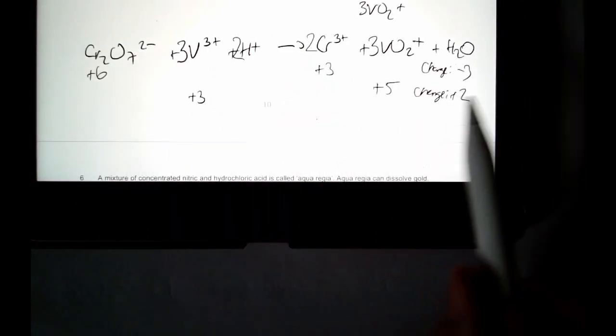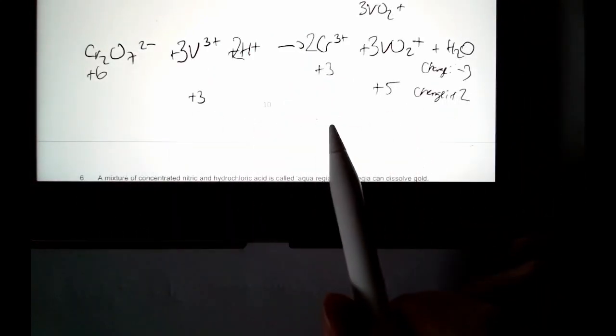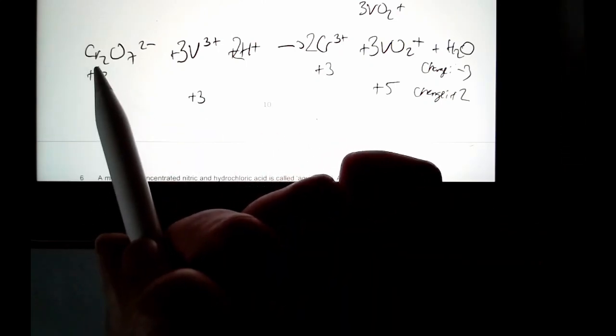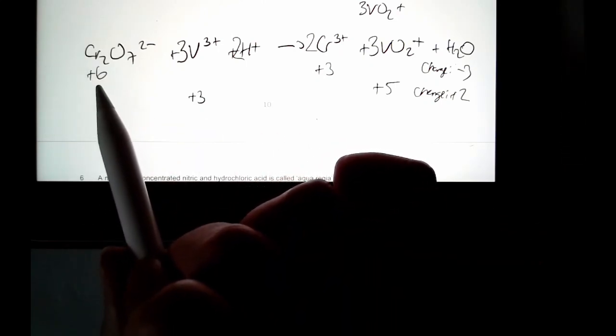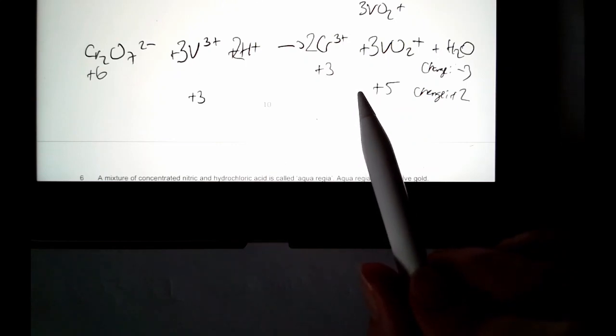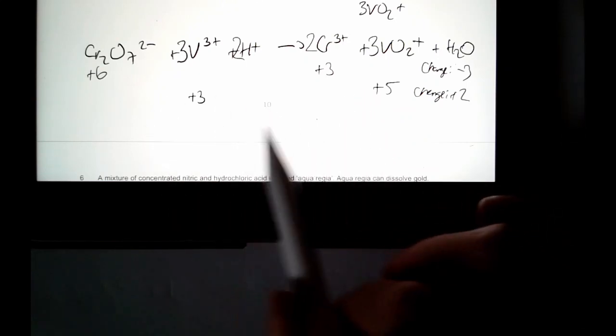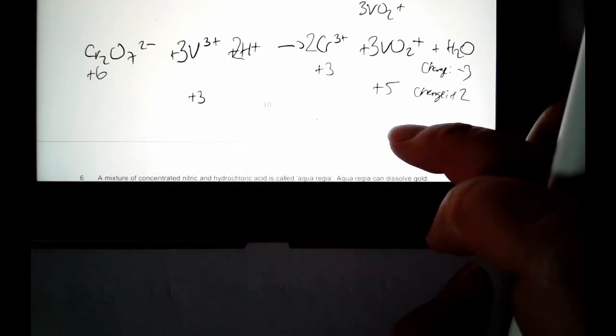So it's probably a little bit quicker, but I think you're more likely to make mistakes if you didn't spot what was going on with the chromium and the number of electrons actually being gained. Then you may have made a mistake using oxidation numbers.